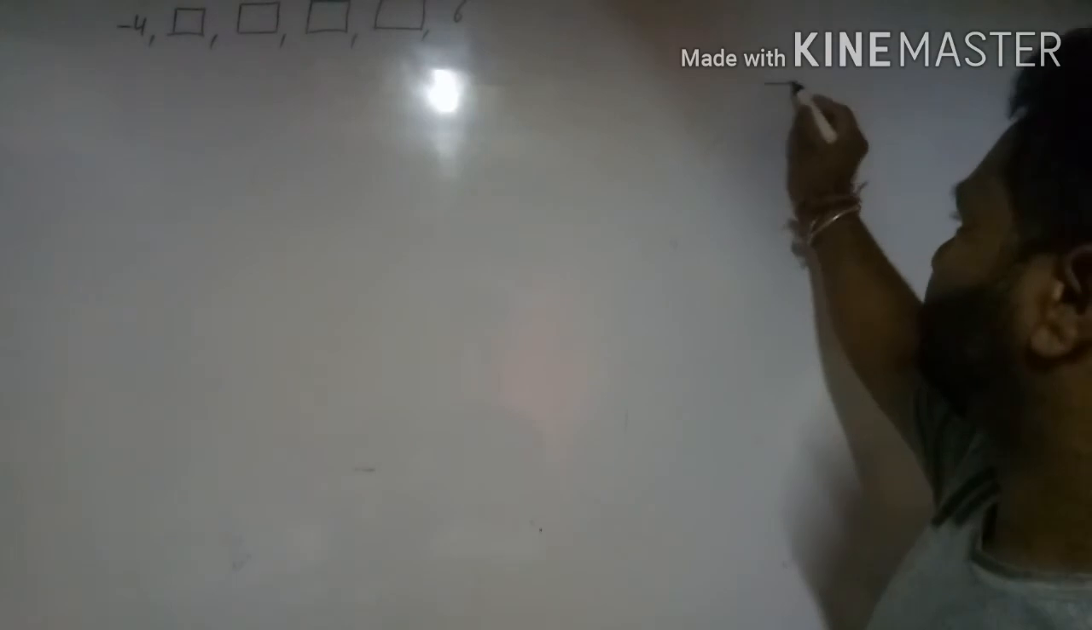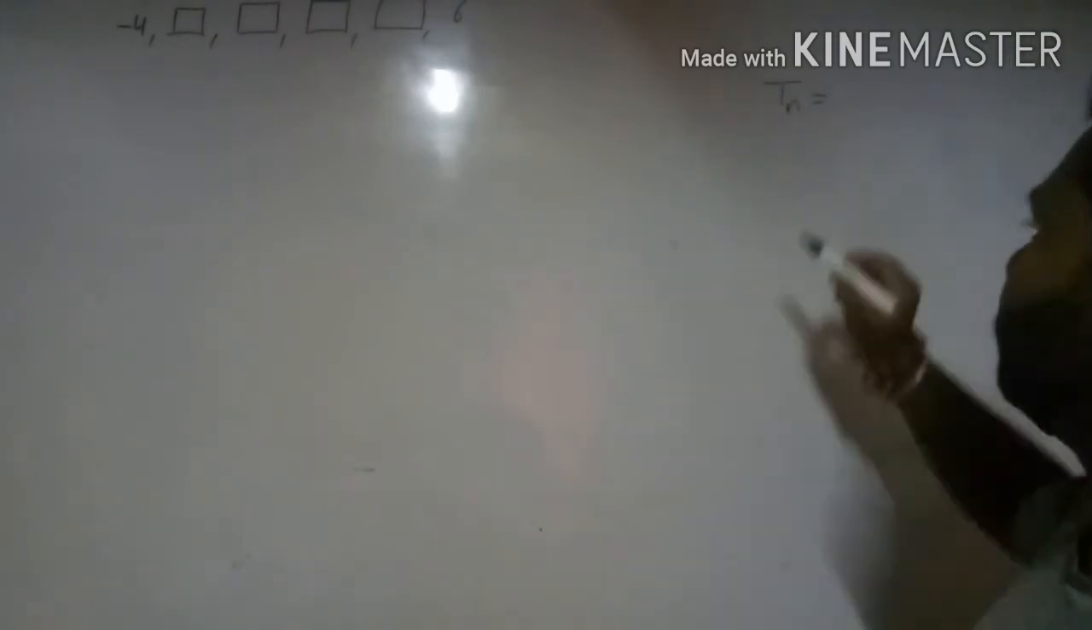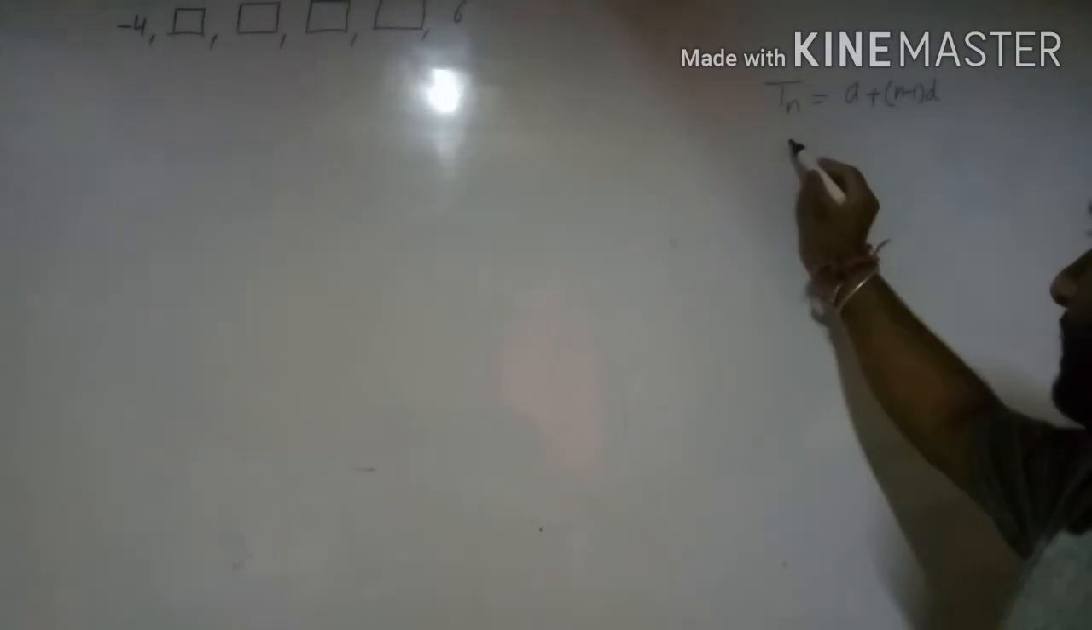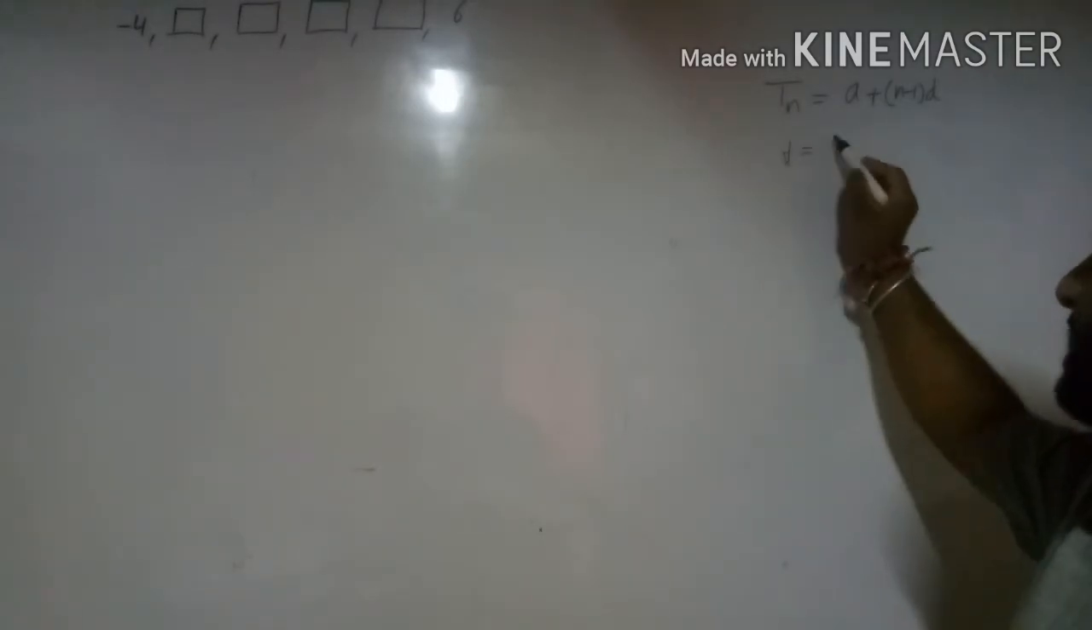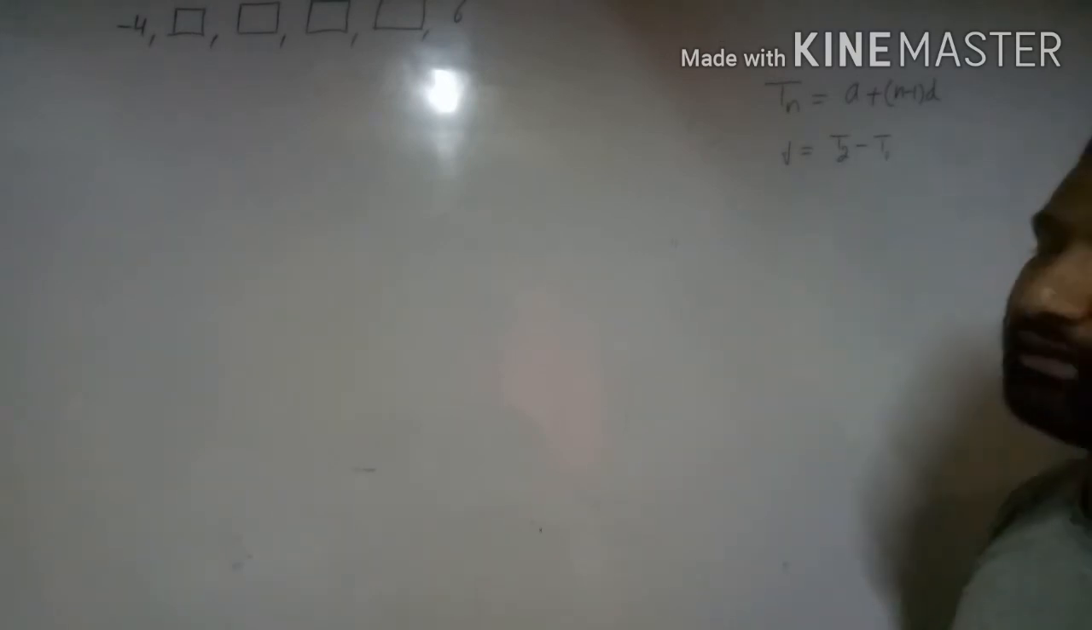As we know, we are doing the revision of the chapter AP. The important formula we have is to find the nth term of an AP: Tn is equal to A plus (n minus 1) into D, where A is the first term, n is the position of the term, and D is the common difference. For D, the common difference, we can use T2 minus T1.